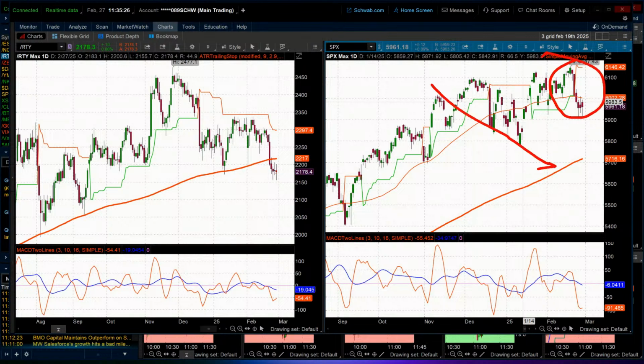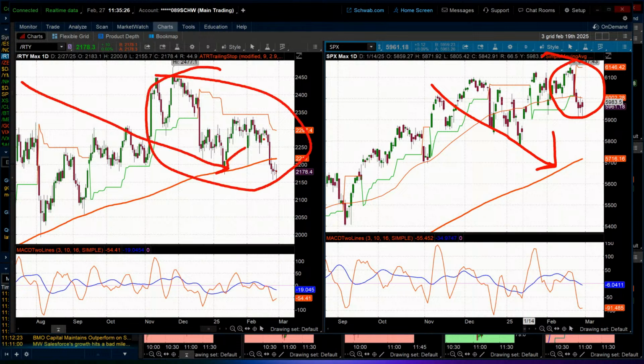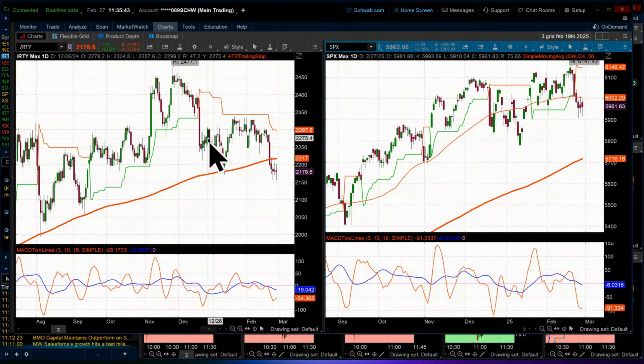This far over the 200. On the left is the Russell, this far under the 200. This is over the 200, under the 200. So the last time I saw this much of a divergence, I want to show you. Now, that doesn't mean today. I just want you to know it doesn't mean today anything.